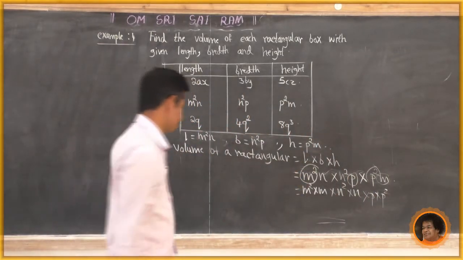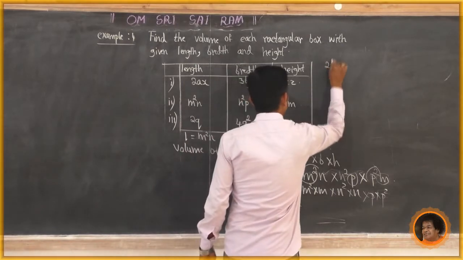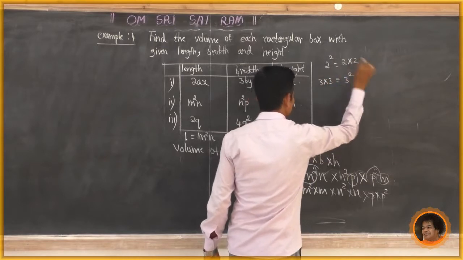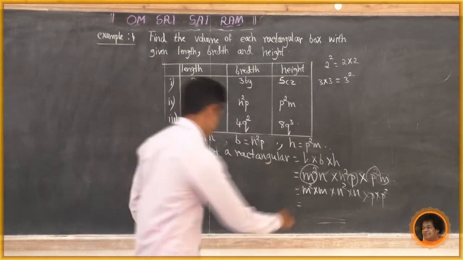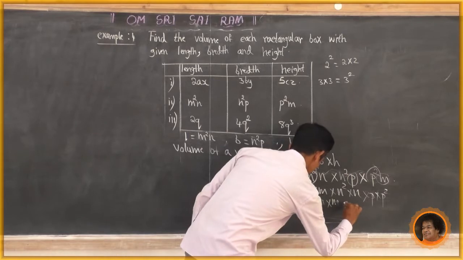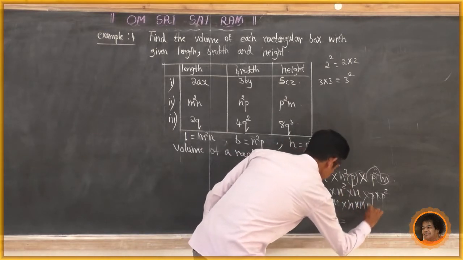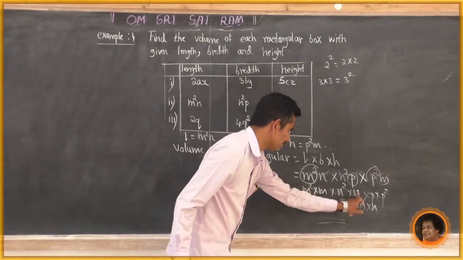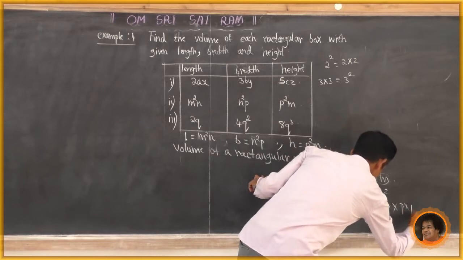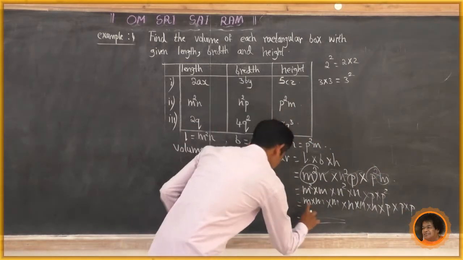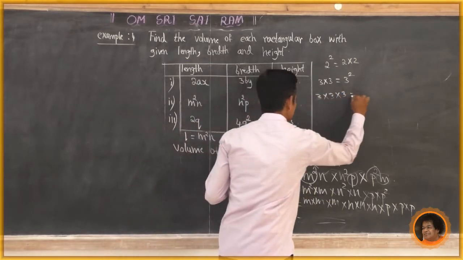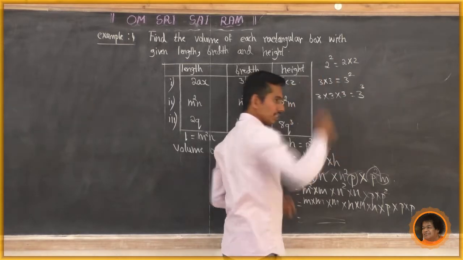m squared into m. What is the meaning of m squared? We know that 2 squared means 2 into 2, or 3 squared means 3 into 3. In the same way, m squared means m into m, into n squared means n into n, and p squared means p into p. 1, 2, 3. How many m? 3. So 3 into 3 into 3 we can write as 3 to the power 3.